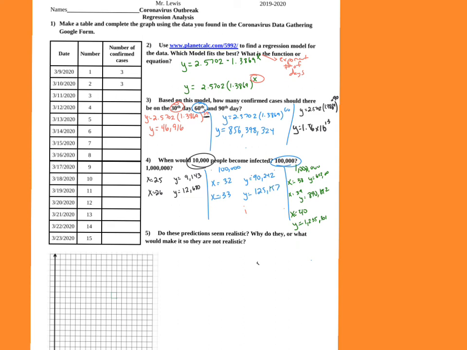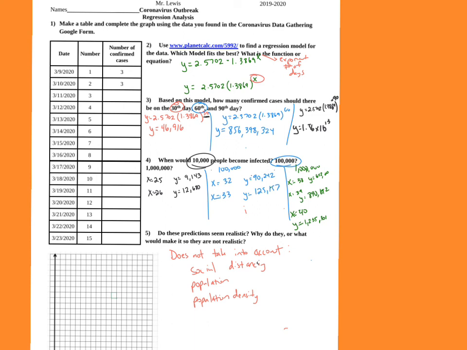So finally, number 5. Do these predictions seem realistic? Why, or what would make them not realistic? One, it does not take into account social distancing. We're doing that now, so that's the idea of flattening the curve. It also doesn't take into account population and population density. There's a reason why New York City is hit the worst in the country right now. There's a reason why in Ohio, Cleveland, in Cuyahoga County, has more cases than Ashtabula County.